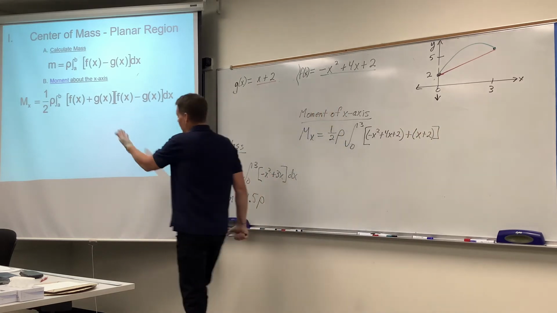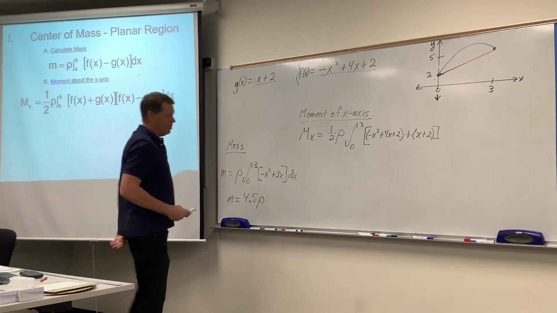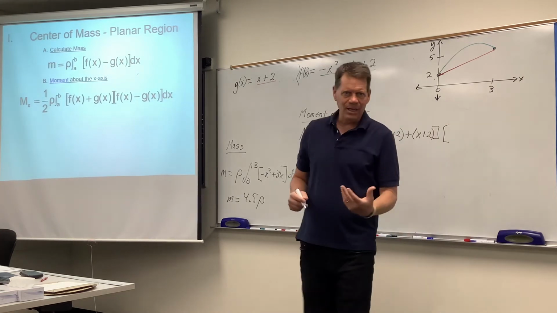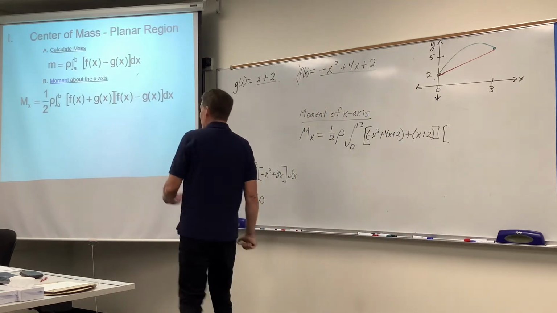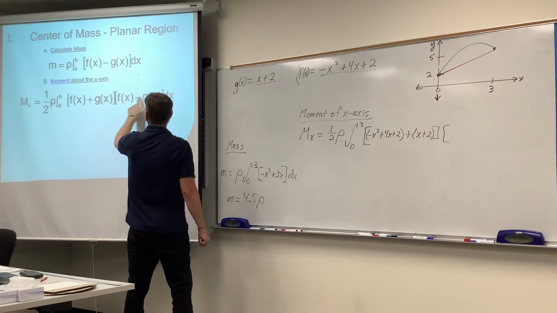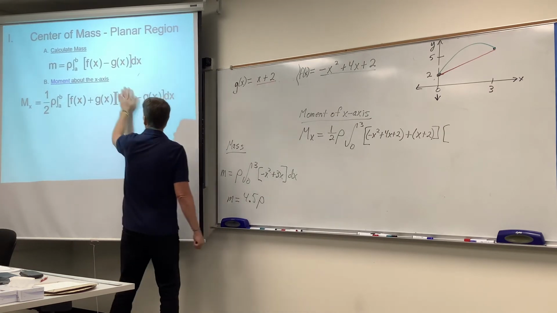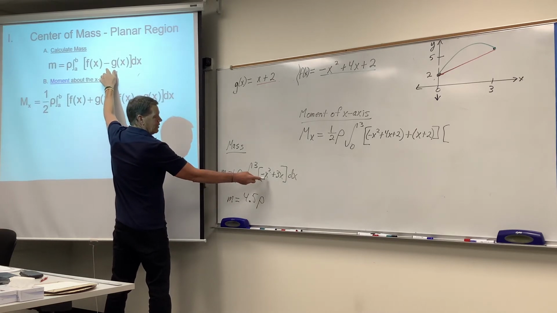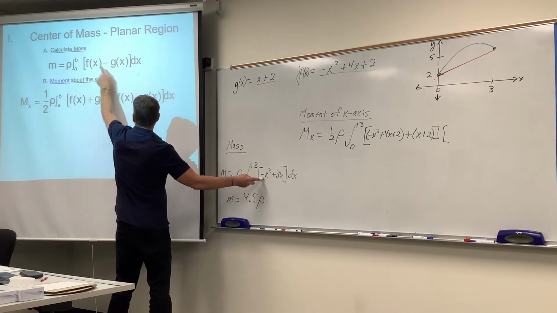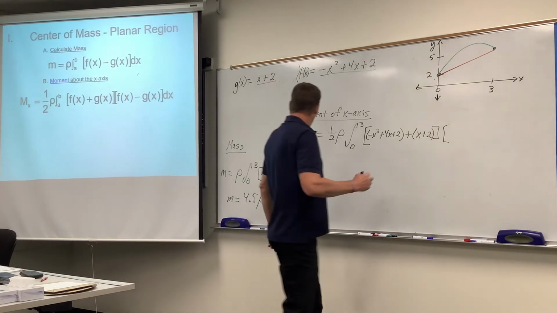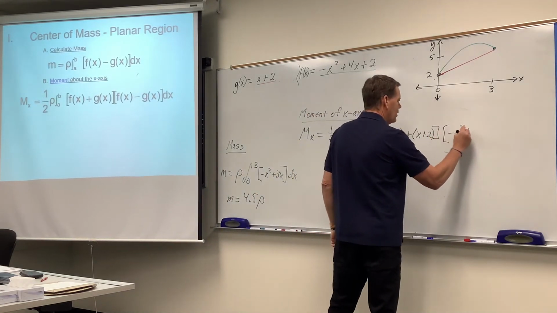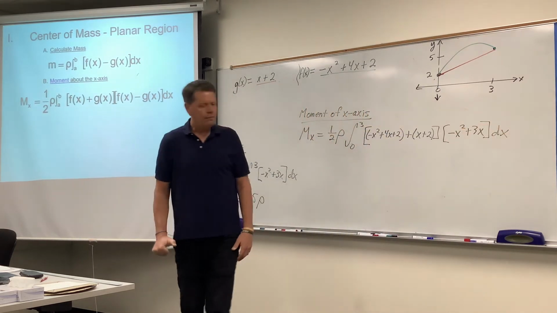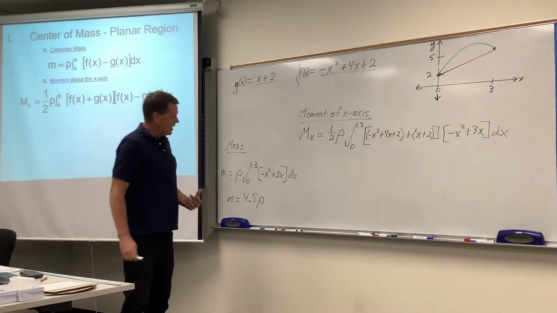Okay, so that's this part of it, f of x plus g of x, add the two functions basically. And then look, if you're paying attention here, and I'm guilty of not always paying attention, you multiply that quantity with f of x minus g of x, which I want to remind you would be the expression we got when we did mass. So why reinvent the wheel? The f of x minus the g of x would be the negative x squared plus 3x that we did when we did mass. So that would be the setup for finding the moment about the x-axis.